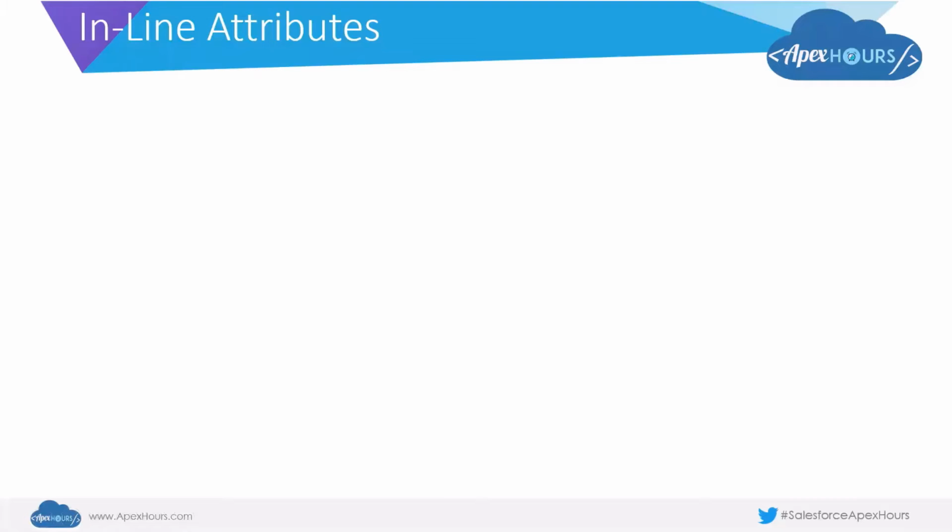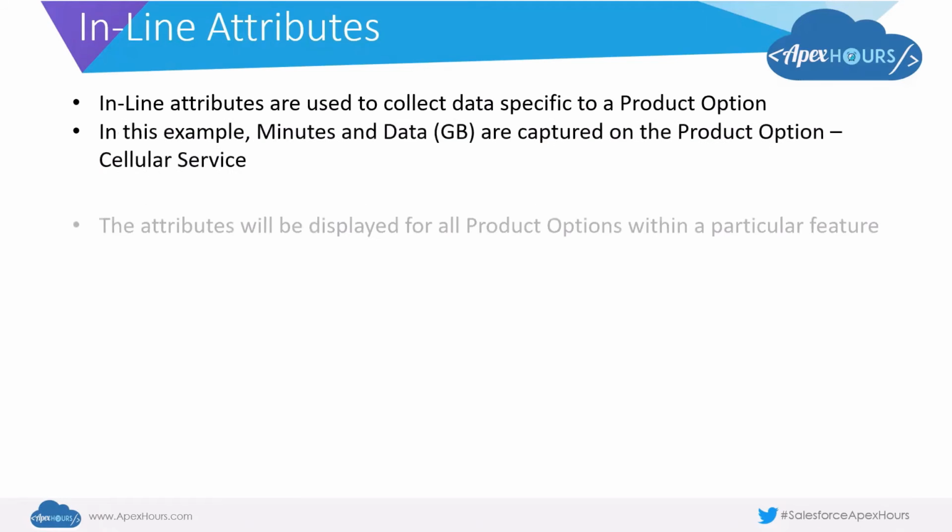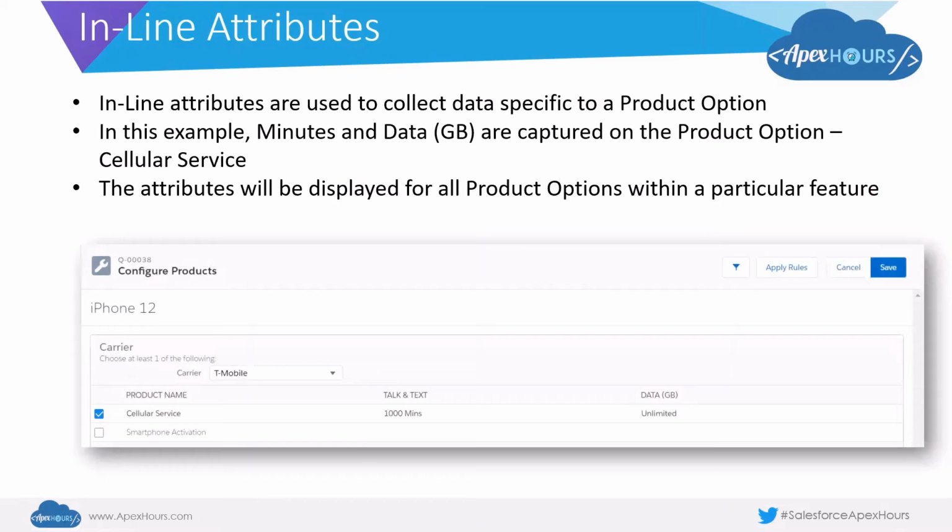Now let us look at what inline attributes are. Inline attributes are used to collect data specific to a product option. In this example here, minutes and data GB, basically the talk and text and the data GB, are captured directly on the cellular service line. Note that the fields will be displayed for all the product options within a particular feature.